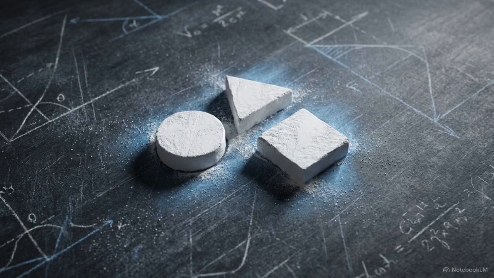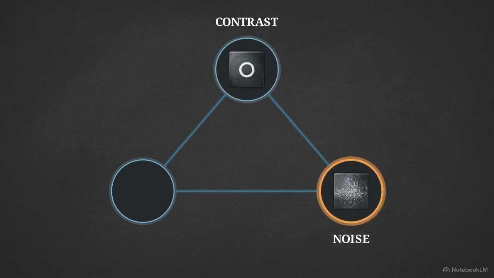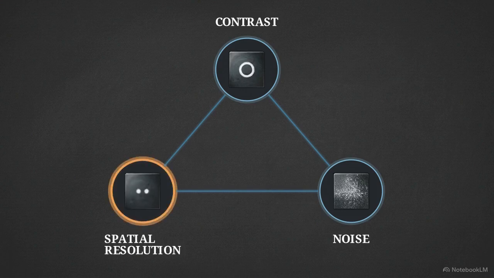The visual quality of every nuclear medicine image is governed by exactly 3 physical variables. These are the core pillars of image quality. First is contrast, the signal difference between a lesion and healthy tissue. Second is noise, the random variation obscuring detail. And third is spatial resolution, the detector's ability to distinguish 2 separate points of radioactivity.